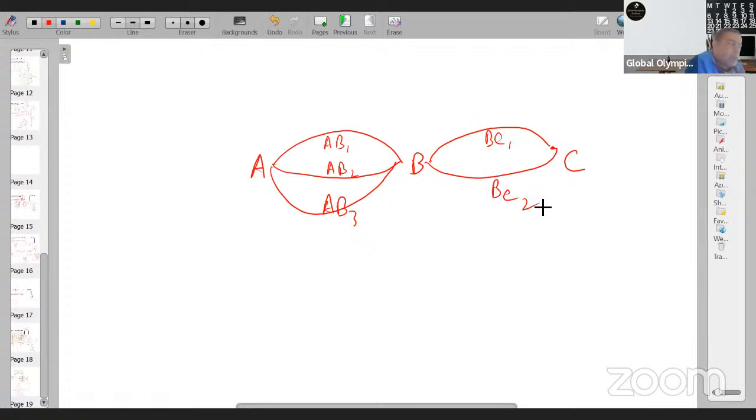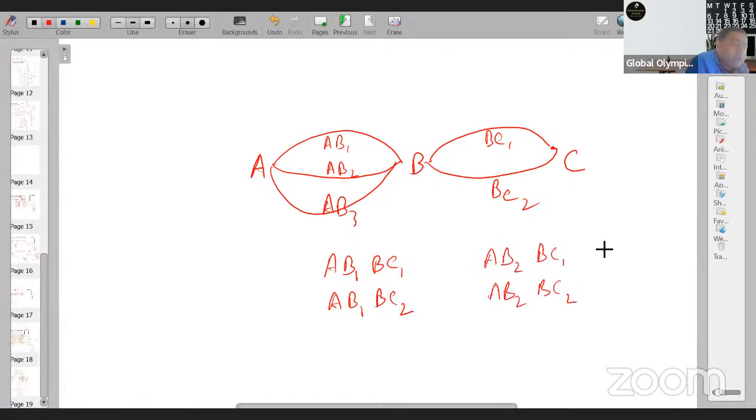Okay. So how many combinations? I will have AB1 with BC1. Then I can also have AB1 and BC2. Similarly, I can have AB2 with BC1. I can have AB2 again with BC2. And similarly with AB3, a BC1 and AB3 and BC2. So I have six, 3 into 2. Correct. This is an AND scenario. I am going from A to B and then from B to C.